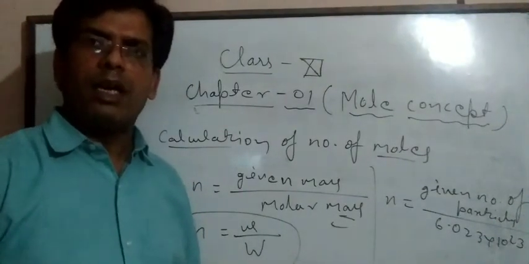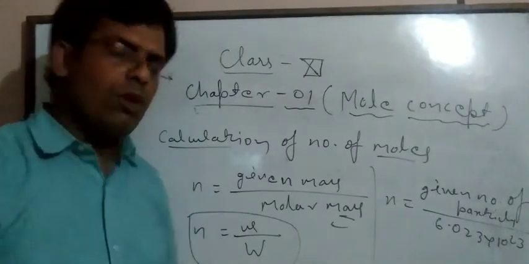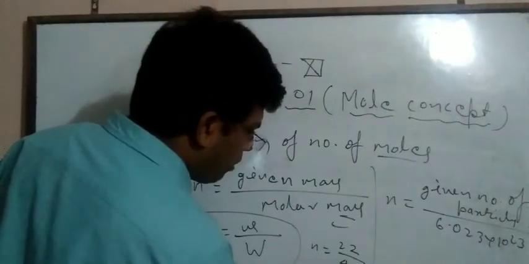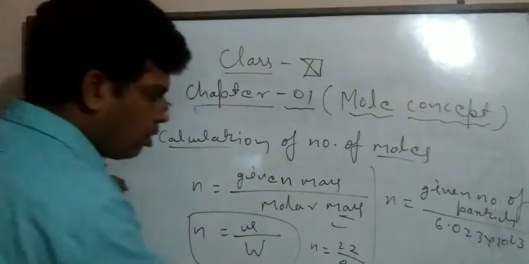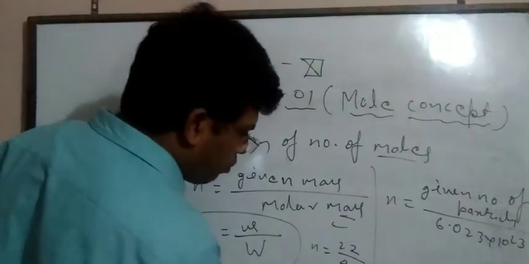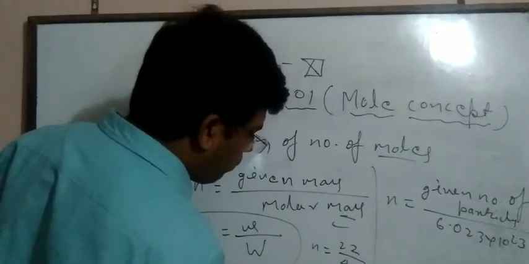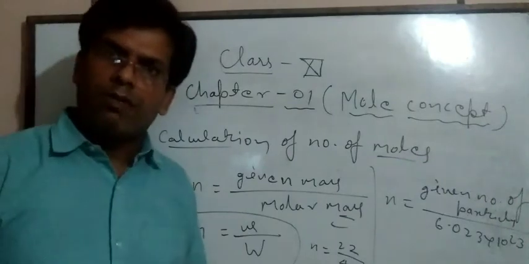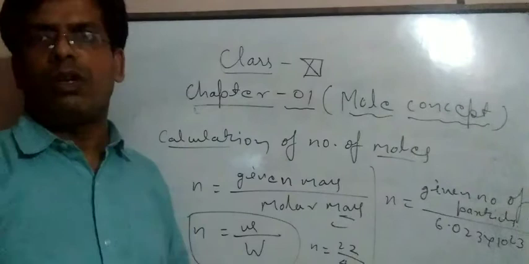For example, if you calculate the number of moles in 22 gram of CO2, then n is equal to 22 upon 44, because the molar mass of carbon dioxide is 44. So it will be equal to 1 by 2, which is 0.5. The number of moles is 0.5, meaning half a mole. 22 gram of CO2 contains half a mole. Dear students, you should keep it in mind.